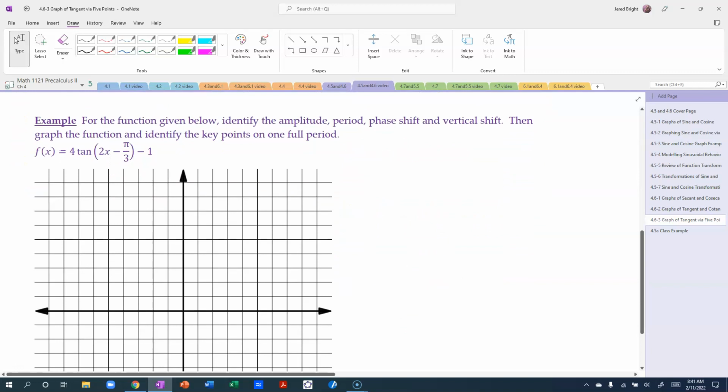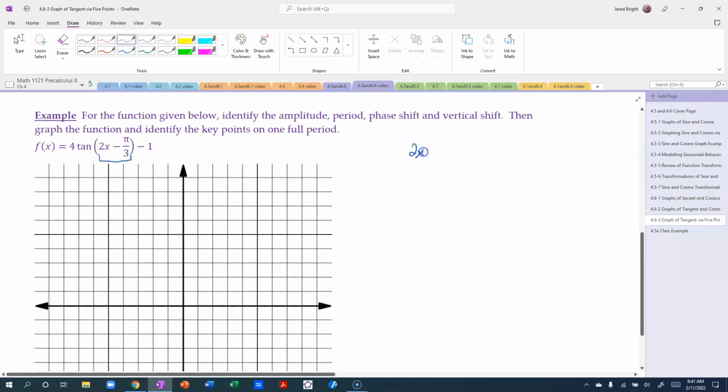Okay, so let's see this thing in action. Okay, so here's my function. I'm going to start by taking the input, that part that's inside of tangent, 2x minus pi over 3, and sandwiching it between negative pi over 2 and pi over 2. Okay, and all I'm going to do here is solve for x. Okay, now the arithmetic, yep, it could be a little bit of a pain. I get it.